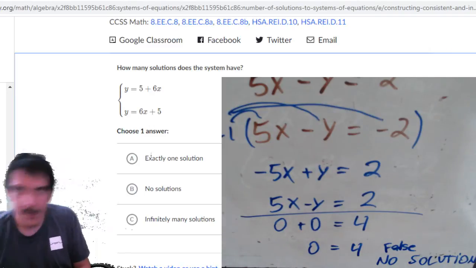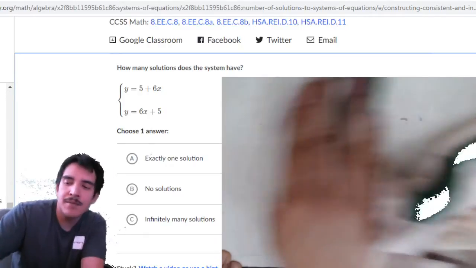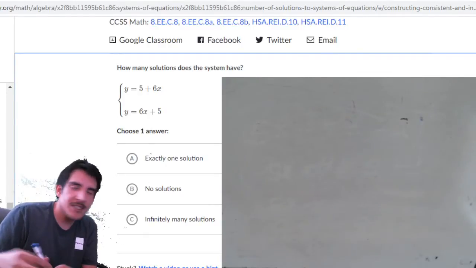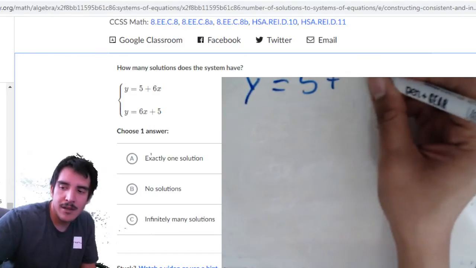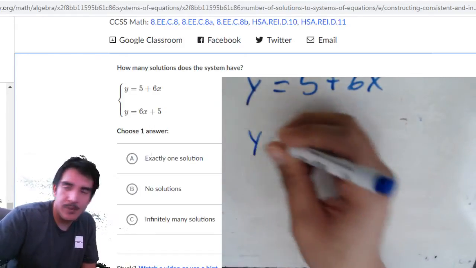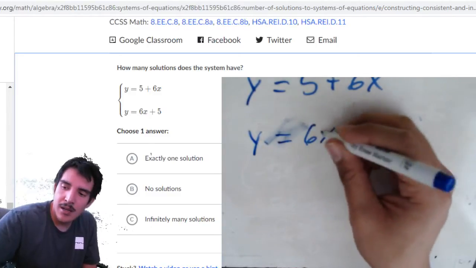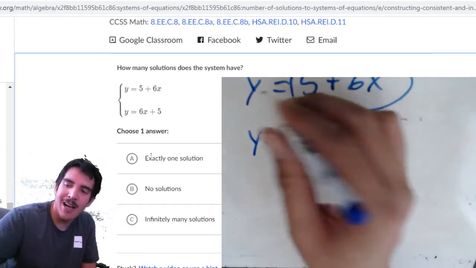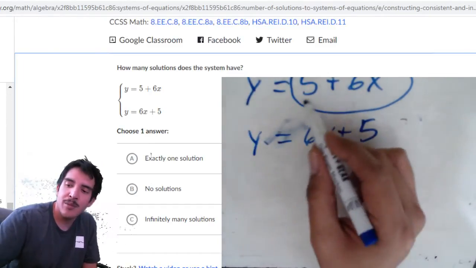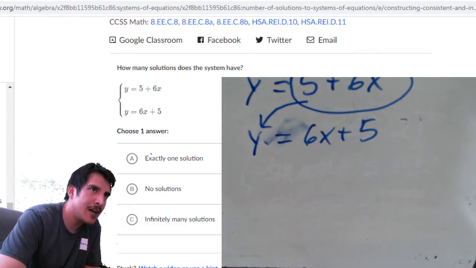Okay. Next one. Next one, we have y equals something, so I'm going to use substitution here. I'm going to write down both equations. And I'm going to take this expression, that y equals, and move it over here. I'm going to put it in place of that letter y.